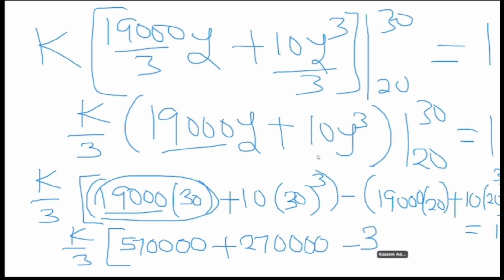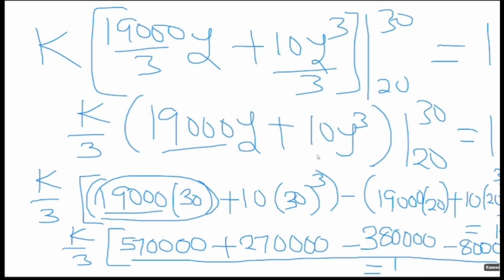So I'm going to have 380,000, minus this is going to be 80,000. Take a look at that because of what you see there. And don't forget, everything equal to 1. So if you simplify that, 570,000 plus 270,000 minus 380,000, minus 80,000, that will basically give you 380,000.